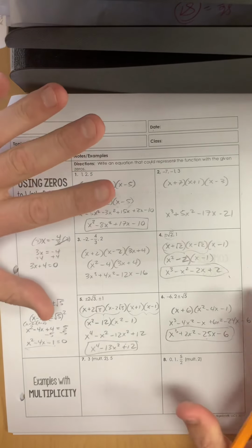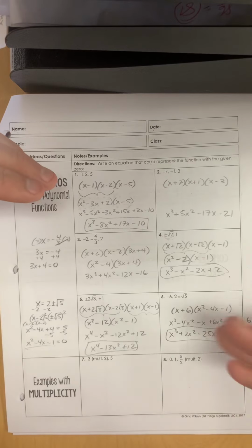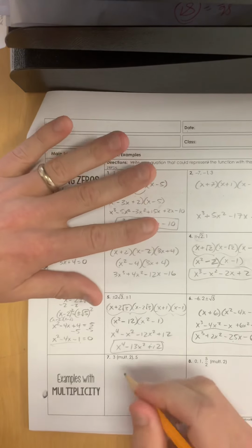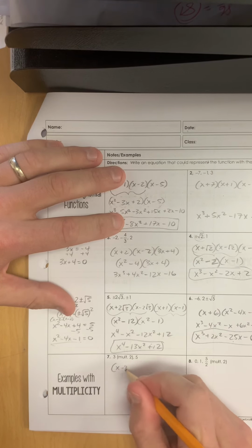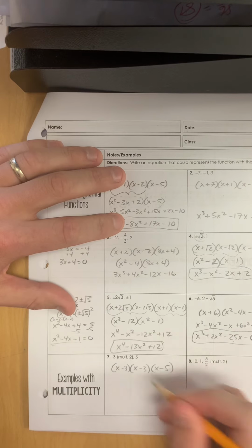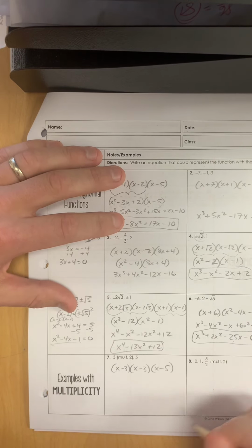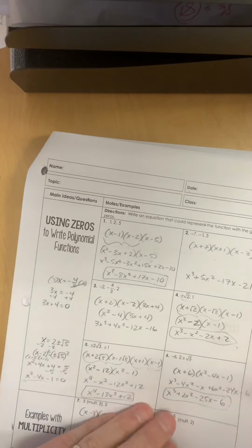Okay, so dealing with multiplicity is actually really easy. All you have to do is just write that factor multiple times. Like for example, on number 7, we have 3 with a multiplicity of 2. So I'm just going to write x minus 3 twice, and then I'll write x minus 5 for that last 0. And then same process after that. I'm actually going to skip over multiplying that out.